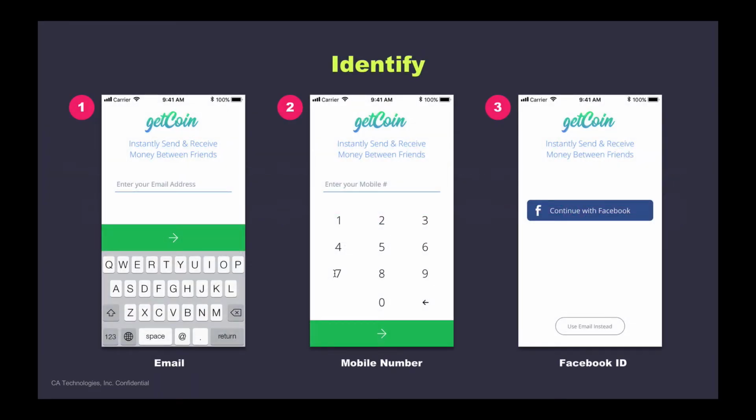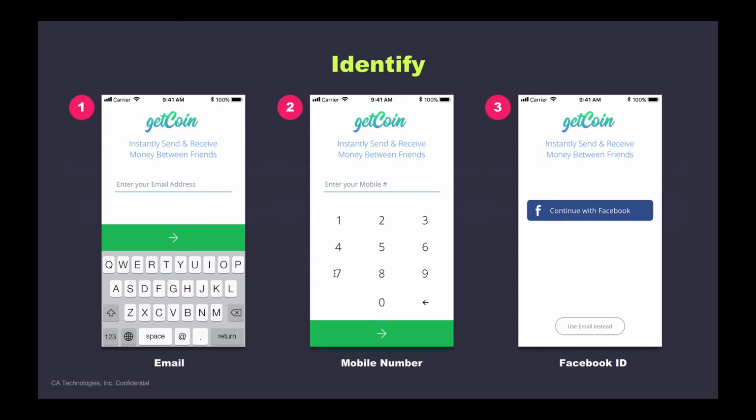So let's do a little game, if you will, where there's a group of you. And what we're going to do is we're going to have you pick the option here that you feel we should include in our prototype that we're going to build, right? So the very first step is to identify who the person is. So we can do this one of three ways. We can do it either through email, through the mobile number, or through the Facebook ID.